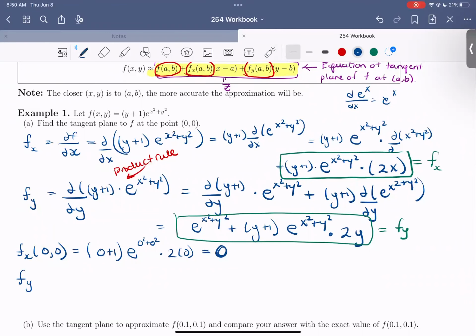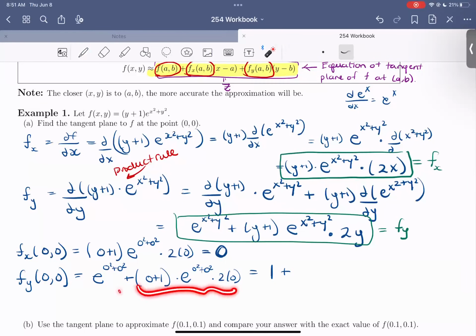And then f sub y of 0, 0, we're going to use this partial here. So I'm going to plug in 0 for x and 0 for y. So we get e to the 0 squared plus 0 squared plus 0 plus 1 times e to the 0 squared plus 0 squared times 2 times 0. So e to the 0 is just 1. And we get plus 1 times e to the 0 times 2 times 0. We're multiplying, but we have a 0 in there, so we just get 0. So in the end, we get 1.